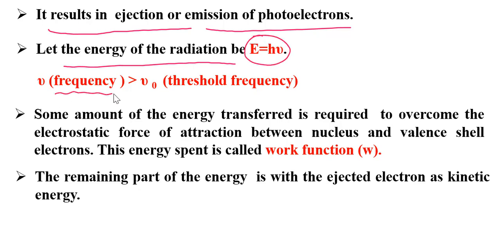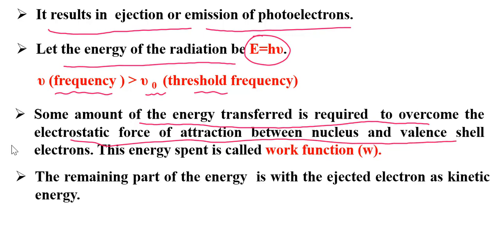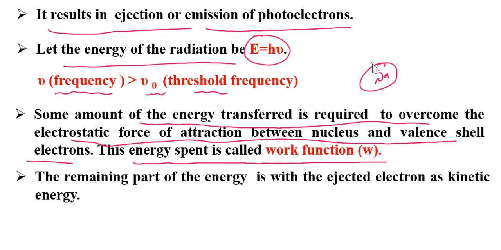If the frequency nu is greater than the threshold frequency nu naught, some amount of the energy transferred is required to overcome the electrostatic force of attraction between the nucleus and the valence shell electrons. This energy spent is called the work function. See here, a metal is there, suppose sodium or potassium, and here an electron is there. While light is falling on it, to eject this electron, we know the ionization energy.